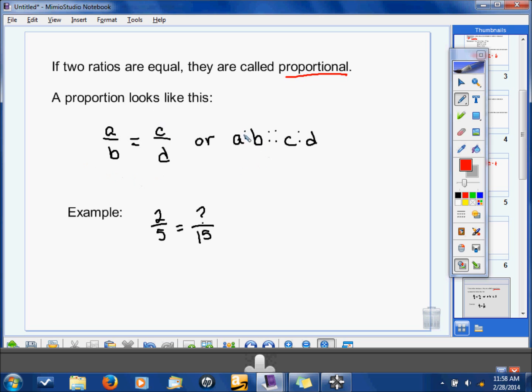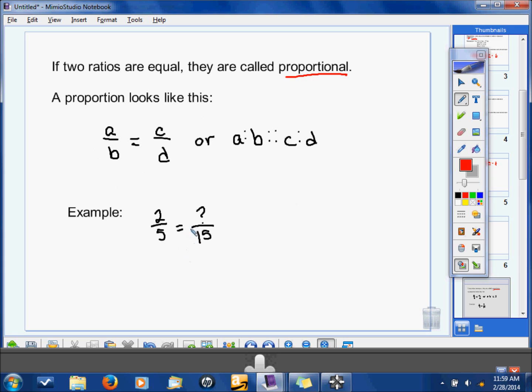But notice this means A over B, this means C over D, and this set of dots means it equals. So this really means A is to B like C is to D, or A is to B as C is to D. And that's what those dots are really meaning. But like I say, I much prefer the fractions and the equals, and that's what we're going to emphasize. But I want you to see that.